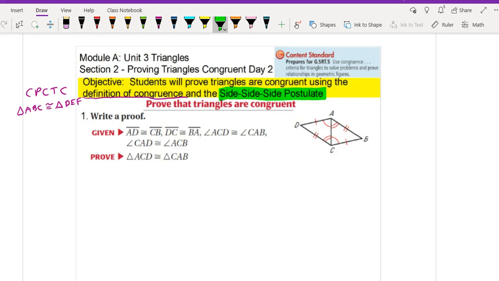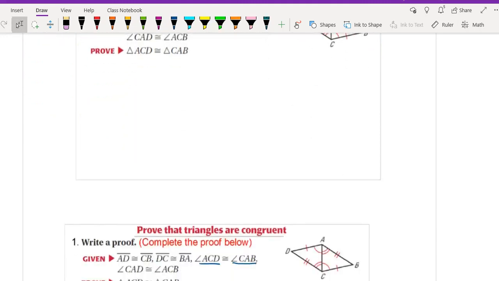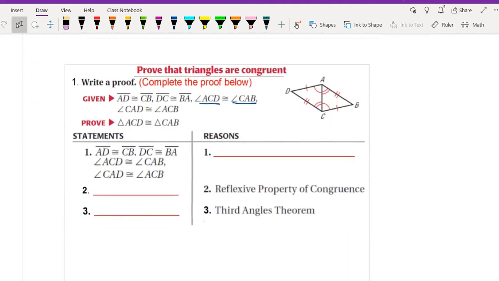So we're going to begin today with a proof, and we're going to prove that triangle ACD is congruent to triangle CAB. And we're going to start this proof with a table. Okay, so we're going to start with a table, and the first statement is given to us, and you can see it's exactly the same as the first part of our proof, which is always the given information. We have all this information just given to us.